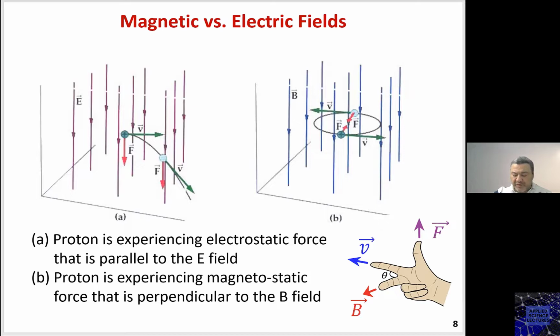Now, if we look at the difference between the electric field and the magnetic field, if you recall, the force is either parallel or anti-parallel to the electric field, based on the charge itself. If it's positive, then it is parallel. If it's negative, then the force is anti-parallel. That's what we're seeing here for this positive charge. Now, for the magnetic field, it's different. Both of them are coming with the same velocity, as you can see. However, one of them is in the electric field, and the second one is in a magnetic field.